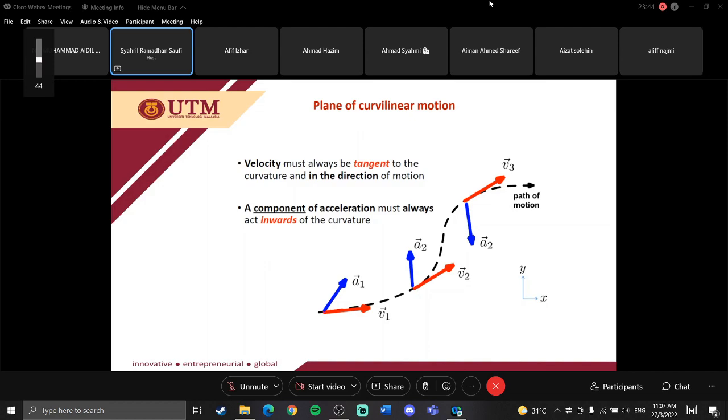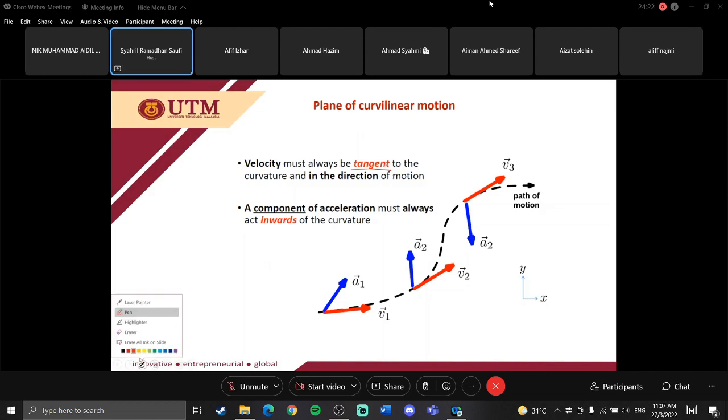For the plane of curvilinear motion, we deal with two dimensions. Okay, two dimensional. So you have a plane x and y. And the most important thing here is when your particles move in a curvilinear path, you need to know how to determine the velocity. In order to determine the velocity, velocity must always be tangent to the curvature and in the direction of motion. So velocity always follows the direction of motion and is tangent to the curve.